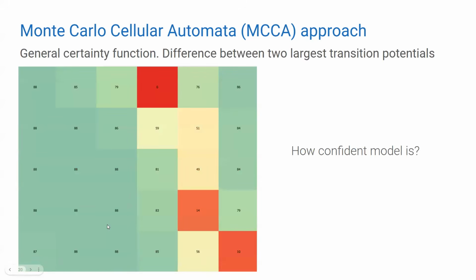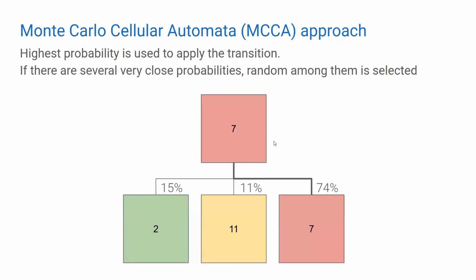MOLUSCE also calculates general certainty function as a difference between two largest transition potentials. For example, if we have in a pixel 2 transitions with 50% probability, the model is very uncertain, 0% of certainty. Such a map would help us to understand the places where a situation is uncertain, and we will work with such confidence rasters today. And finally, the highest probability is used to apply the transition. If there are several very close probabilities, a random one among them is selected.